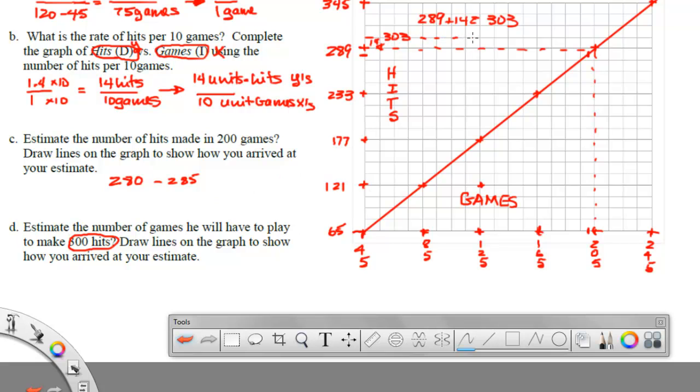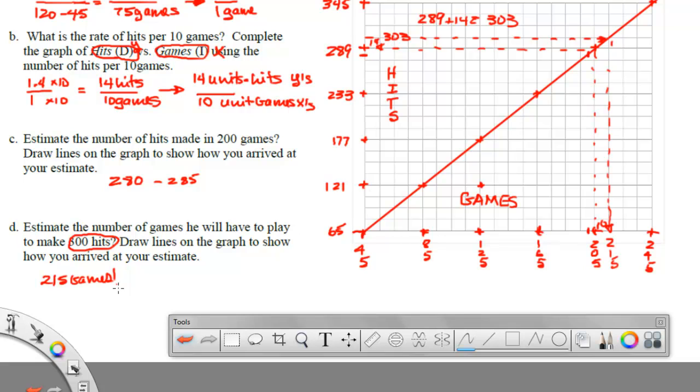I start here at the hits. I trace it over to the diagonal line. Then I trace it down. There we go. So each one of these is worth 10. So 10 plus 205 gives me 215. So that's how many games it will take him to get 300 hits. So that's 215 games.